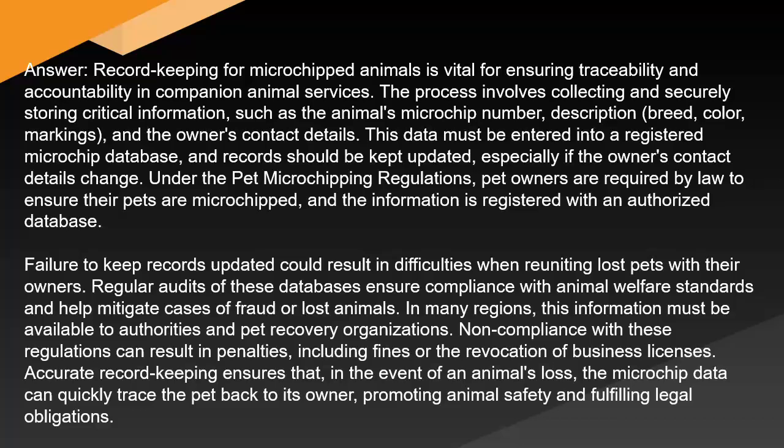In many regions, this information must be available to authorities and pet recovery organizations. Non-compliance with these regulations can result in penalties, including fines or the revocation of business licenses. Accurate record keeping ensures that in the event of an animal's loss, the microchip data can quickly trace the pet back to its owner, promoting animal safety and fulfilling legal obligations.